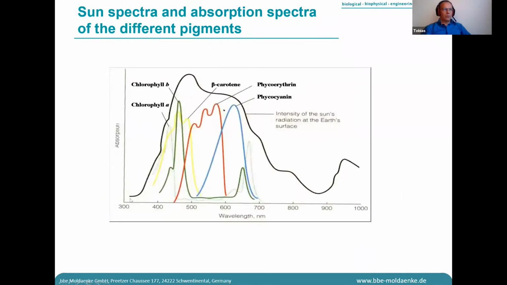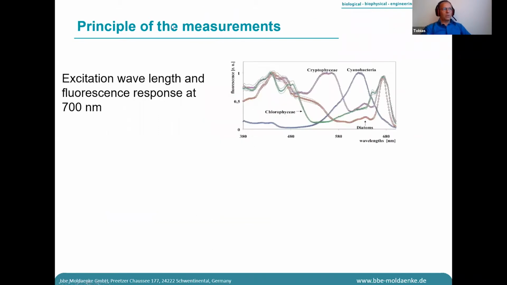You know, we have a sun spectrum, and you have a lot of different pigments which have an excitation on different wavelengths. And this is what we use in our instrument, that the different pigments have different excitations, and all of them have a fluorescence at 680 nanometers. What is the principle of our measurements? We have excitation wavelengths, and the fluorescence response at 700 nanometer is from a colleague during my study. He looked at the fluorescence at 700 nanometer and got the excitation spectrum of the different algae.